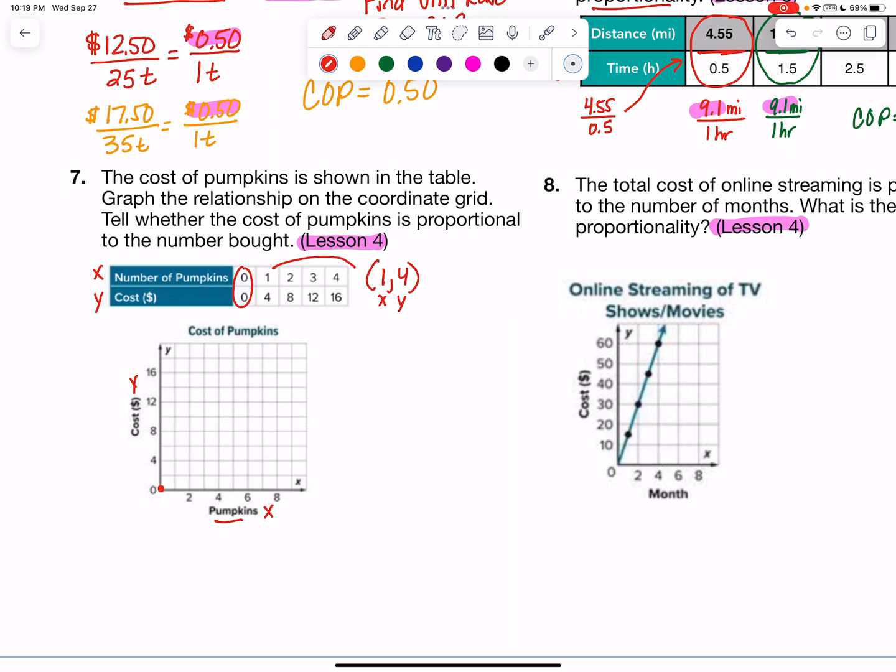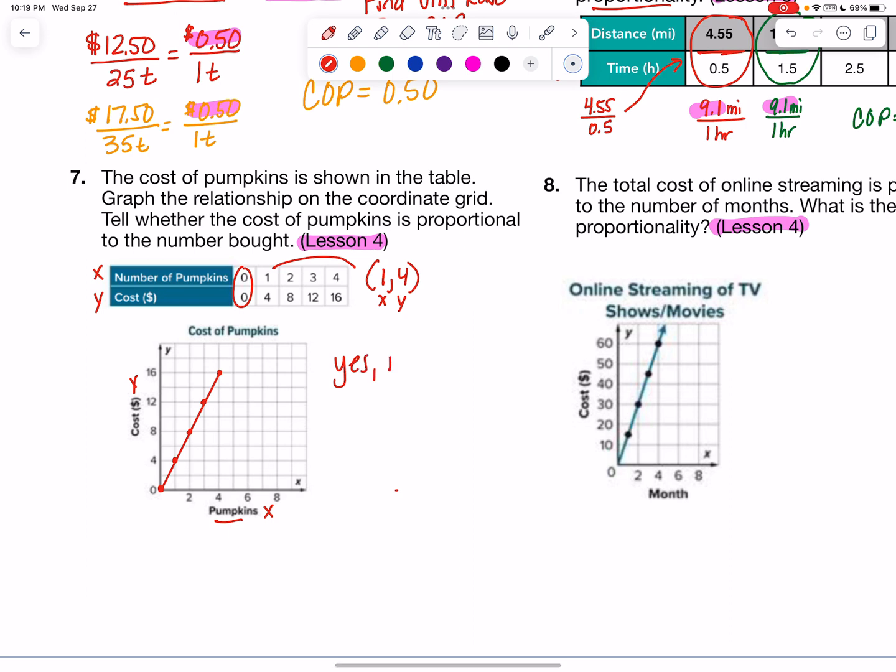So go over 1. Pigs have to run before they can fly. All right, and then ordered pair 2, 8, 3, 12, and 4, 16. Okay, start at 0, pull your line out, and there we go. All right, tell whether the cost of pumpkins is proportional.